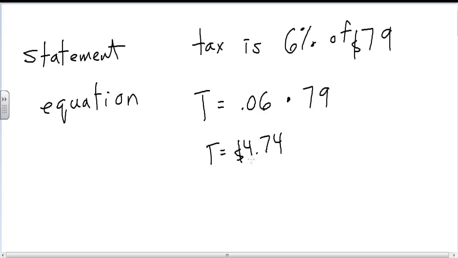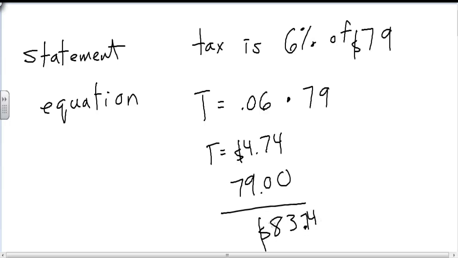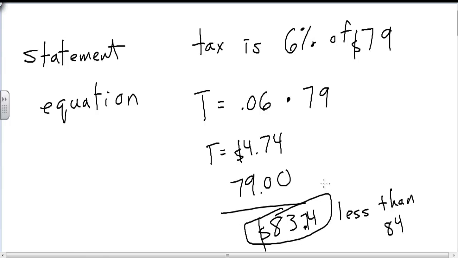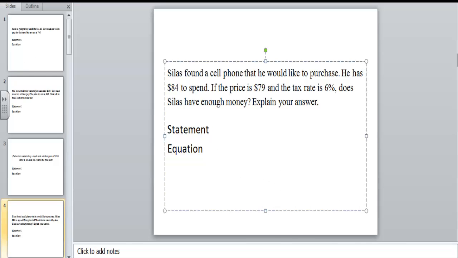I need to know what's the total amount that I would have to pay for this particular item, or in this case the cell phone. So to my tax, I will add my original amount, which was $79, and I'll end up with $83.74. Now we know Silas can purchase this, because this is less than the $84 that he currently has. So since that amount is less than what is available, this purchase can be made. Silas can get the cell phone.